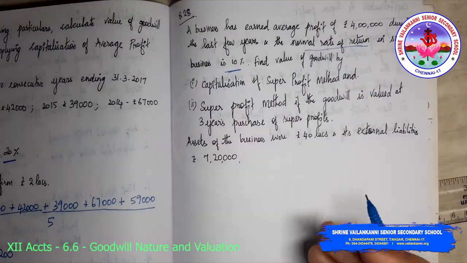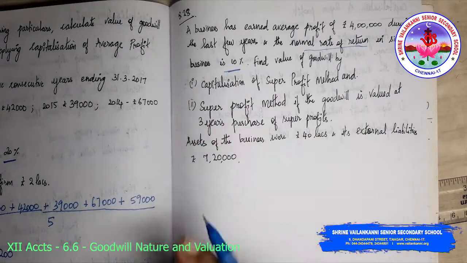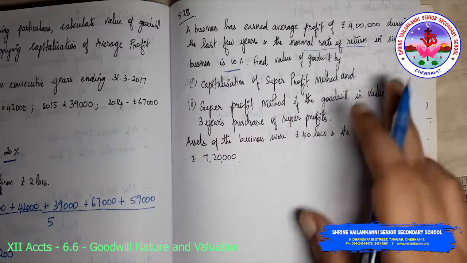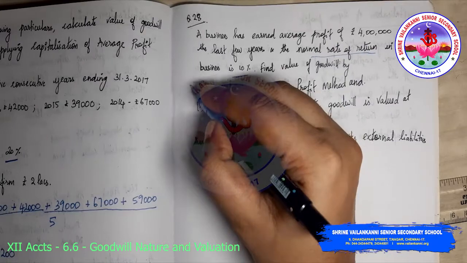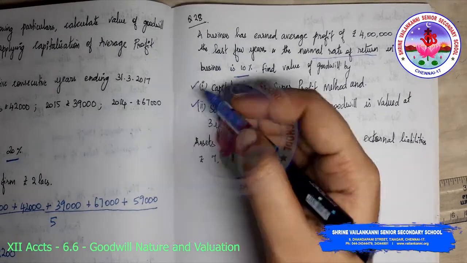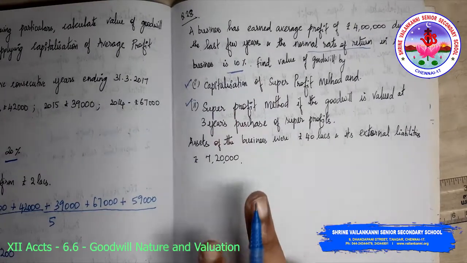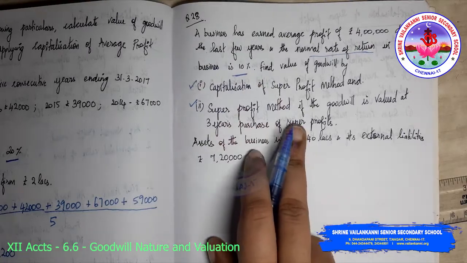See, this normal rate of return is otherwise called as capitalization rate. Okay, so if either of the thing is given, you need to assume it as normal rate of return in similar business, 10%. Find value of goodwill by capitalization of super profit method and super profit method, if the goodwill is valued at 3 years purchase of super profits. Now they are asking us to find goodwill in 2 different methods. One is the capitalization method, another one is the super profit method.